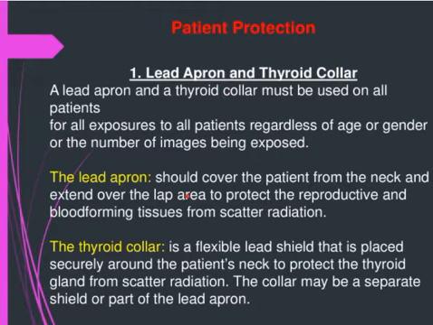Now regarding patient protection, lead apron and thyroid collar. The lead apron should be protecting the patient from all areas which are sensitive, like the reproductive tissue and blood forming tissue, from scattered radiation. Very important. You are protecting the patient from scattered radiation, not the direct X-ray radiation. Thyroid collar is a flexible lead sheet that is placed around the neck to protect the thyroid from, again, scattered radiation.